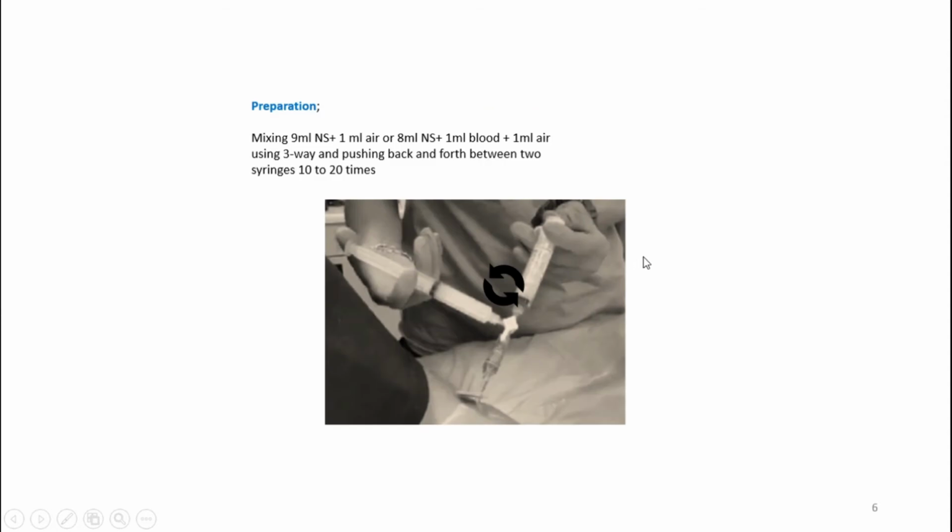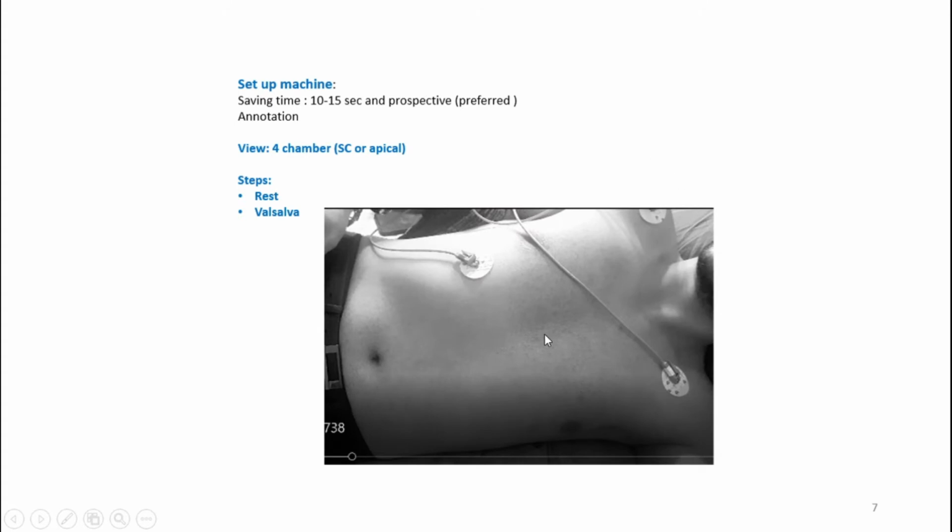How do you prepare agitated saline? We mix 9 milliliters of normal saline with 1 milliliter of air, and by using a three-way and another empty syringe and pushing back and forth fast 10 to 20 times, all the air is divided into microbubbles and disappears in the syringe, dissolving inside the normal saline. Meanwhile, the assistant is preparing and getting the IV and all set up.